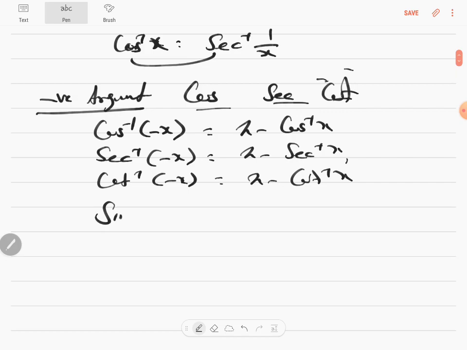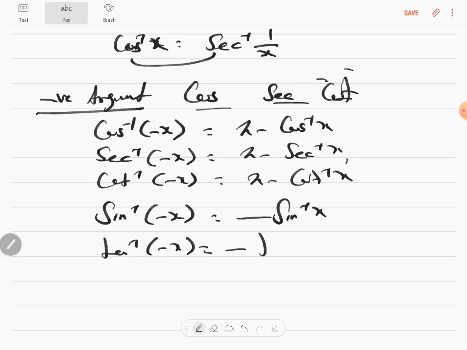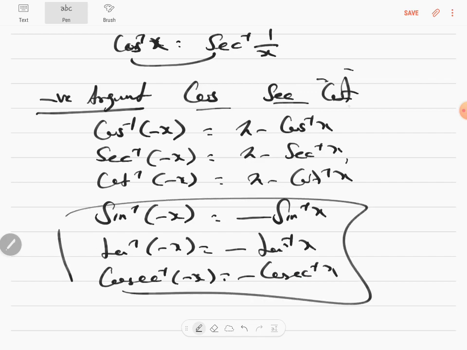Any other inverse trigonometric function, such as sine inverse of minus x, is minus sine inverse of x. And tan inverse of minus x is minus tan inverse of x. And cosecant inverse of minus x is minus cosecant inverse of x. This is how you treat a negative argument. You must remember cos, secant and cot, where we write pi minus.